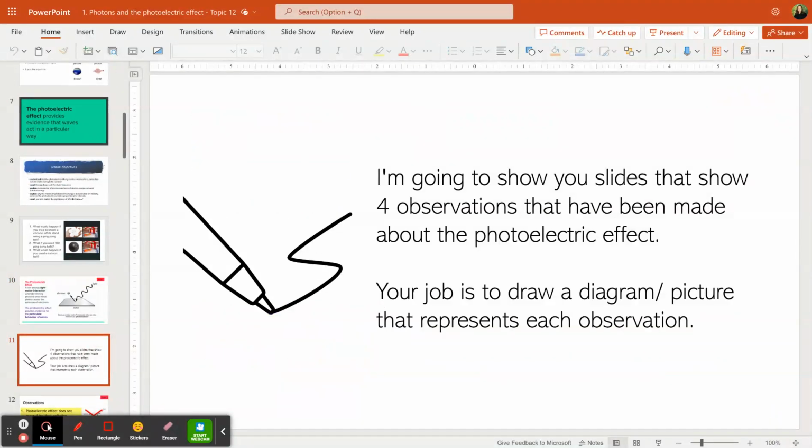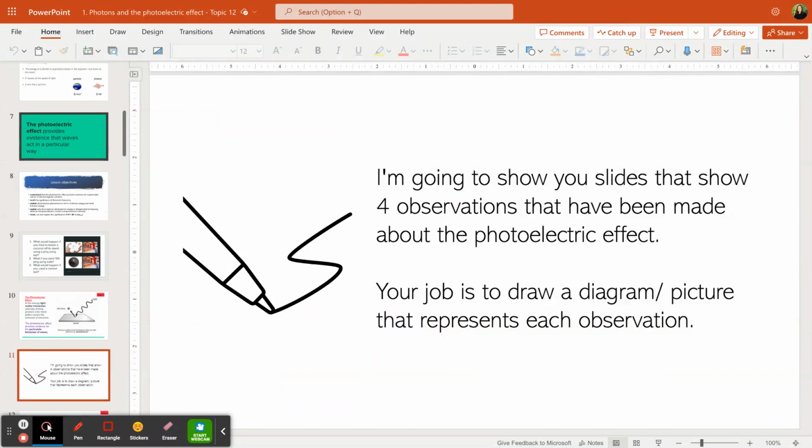So, in task 2, you are going to see 4 observations that are made when we do this experiment. It's simultaneously the most boring experiment, but also the most mind-blowing experiment for me, because it is literally just shine a light on a piece of metal, watch what happens. But what we can surmise from it is wild.